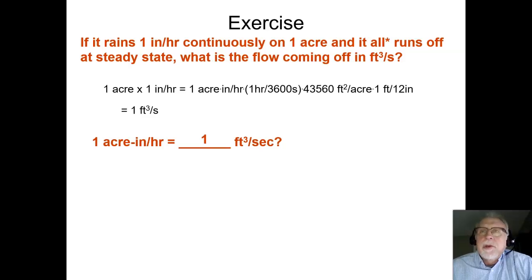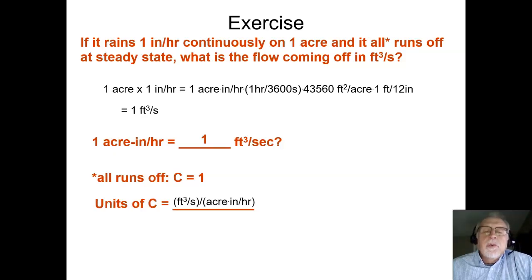So going back to the rational method, I said we get a Q in cubic feet per second is C times I inch per hour times area in acres. How do I get a cubic feet per second? So, and by the way, this says if it all runs off, that correlates to a C of 1. So really, the units of C, I said unitless before, I guess you could say the units of C, if you take Q in cubic feet per second, are cubic feet per second per acre inch per hour. So C is really the fraction that runs off.